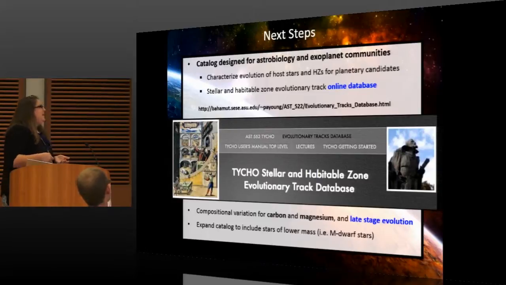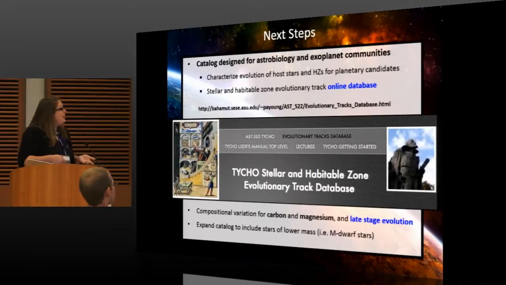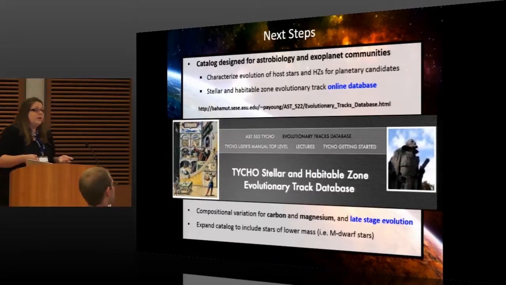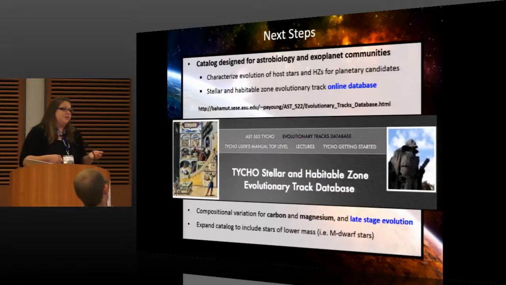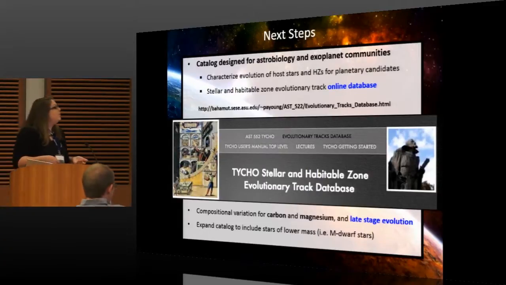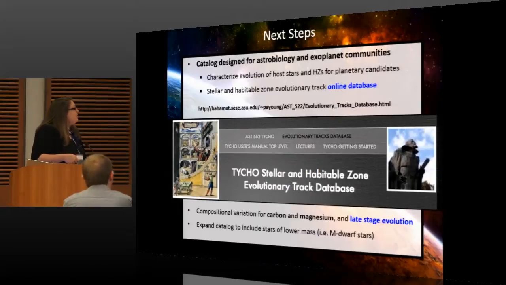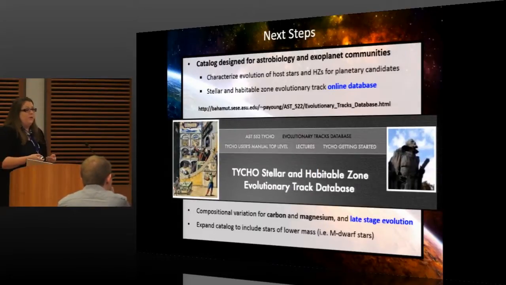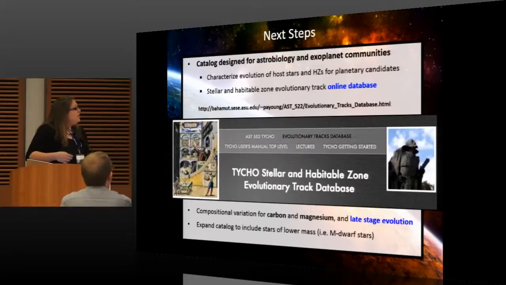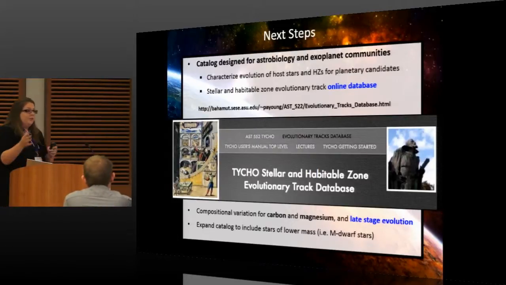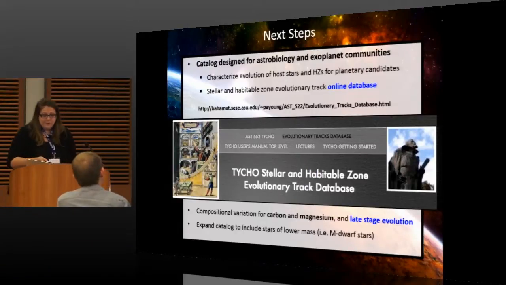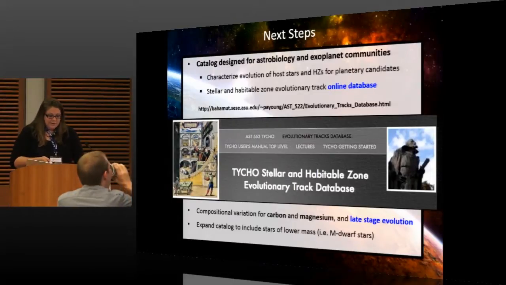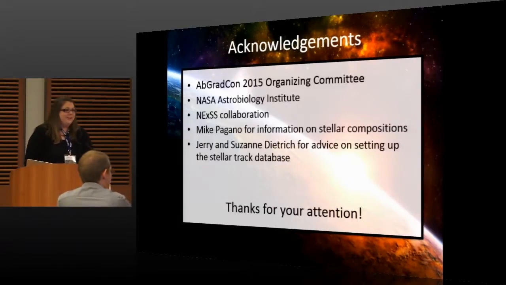I'm also going to do the same kind of calculations for carbon and magnesium because those are also really important for stellar evolution. And we're also going to look at the late stage evolution beyond the main sequence because that should be really important as well. And we're also going to expand the catalog to include stars of even lower mass, so down to even the brown dwarf limit, because they're very abundant and they're very easy to detect planets around. So those are really good candidates to look for habitable planets. So thank you for your attention.